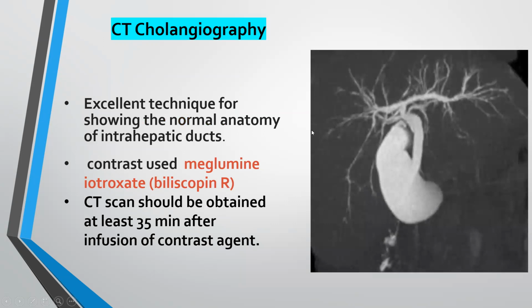CT cholangiography is an excellent technique for showing the normal anatomy of the intrahepatic ducts. It is sometimes used when MRCP fails to display the normal anatomy of the intrahepatic biliary ducts. The contrast agent is meglumine iotroxate (Biliscopin), and the CT should be obtained at least 35 minutes after infusion of the contrast. As we see here, the fine details of the intrahepatic ducts.